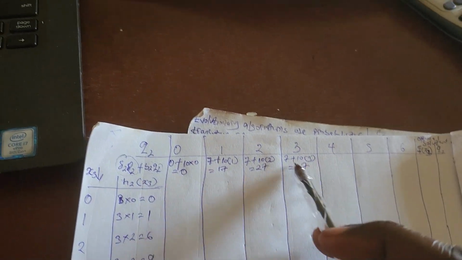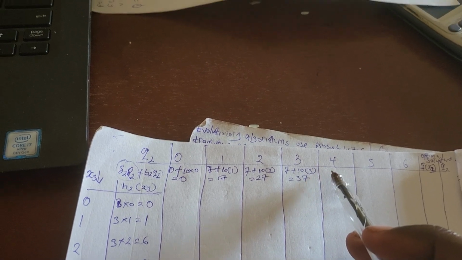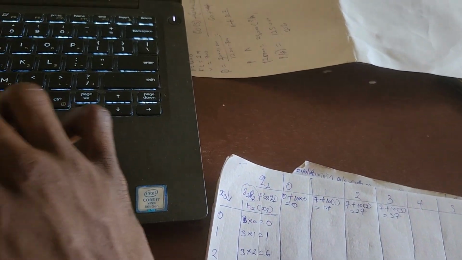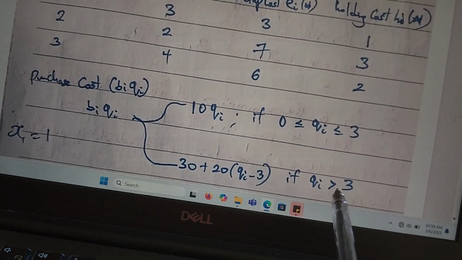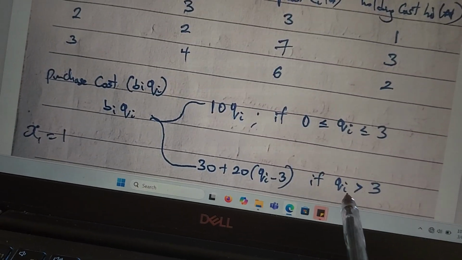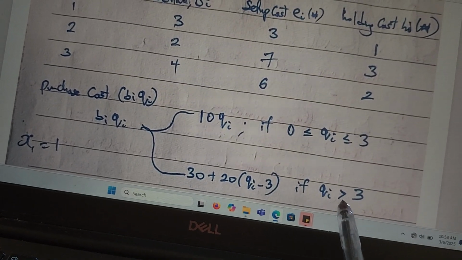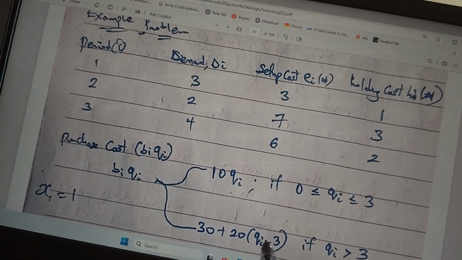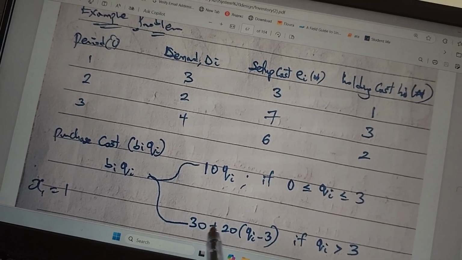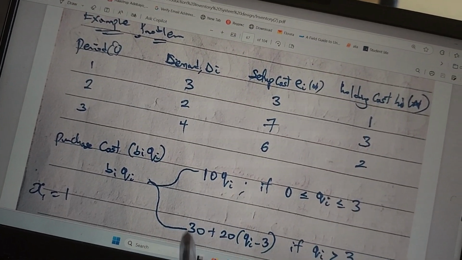Now, my Q is greater than 3. And from the expression in my question, my purchase cost will be this expression if Q is greater than 3. Please, let's not forget that. If Q is greater than 3, let us not forget this if we are given the question. So the implication is the expression we've been using before will change to this here.